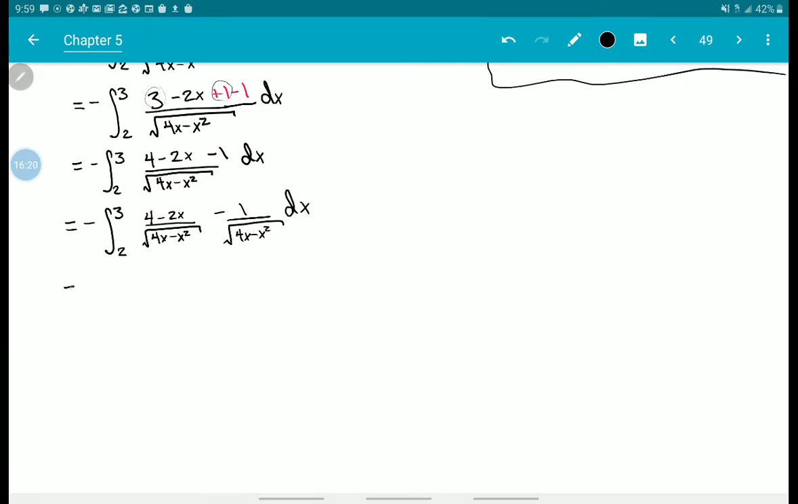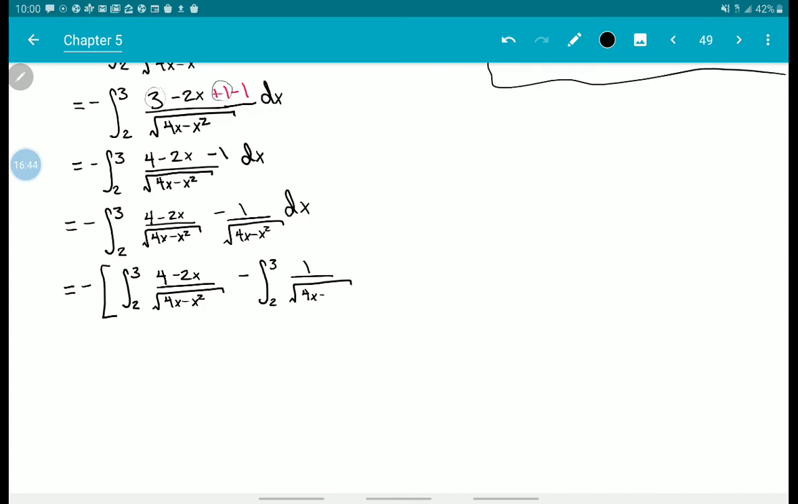And now we're going to rewrite this as 2 different integrals. So we have the integral of 4 minus 2x over the square root of 4x minus x squared, minus the integral of 1 over the square root of 4x minus x squared. So we're integrating 2 pieces separately. Don't forget that negative that's hanging out here. So that's why everything is in brackets.